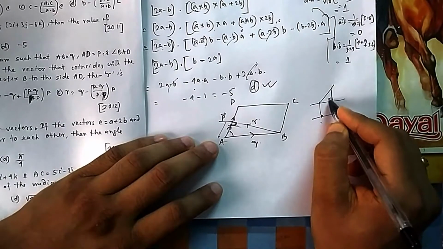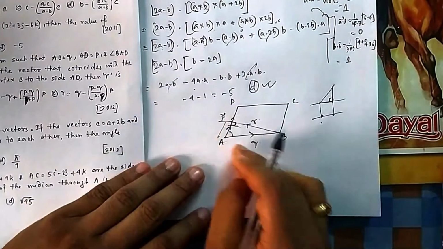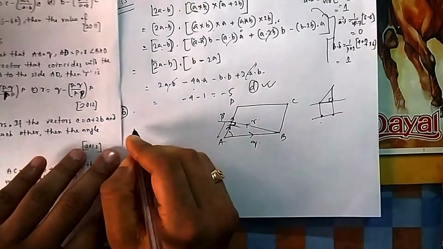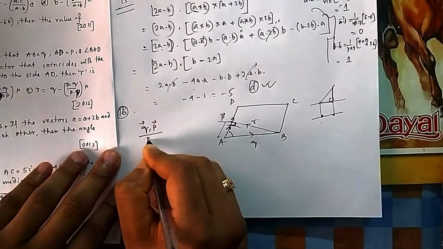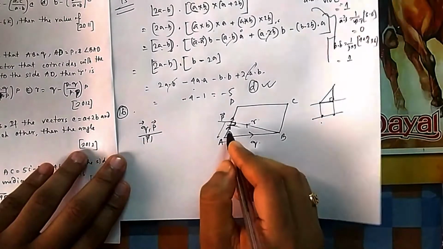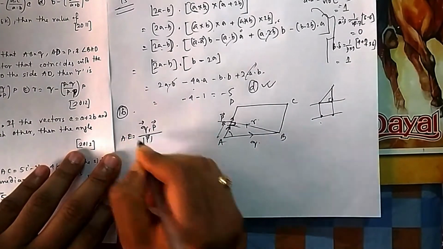This is the height. If you drop a height from here, this is the base. So this is nothing but the projection of q on p. What is the projection of q on p? Q dot p, because it is on p, divided by the magnitude of p. So this vector you got. Suppose I name it AE. So AE is this one.